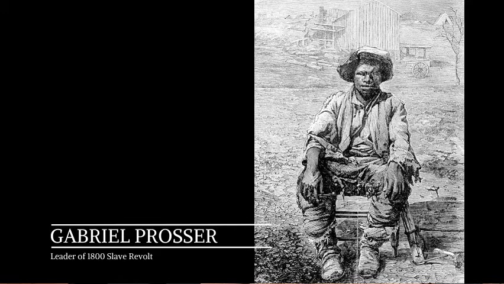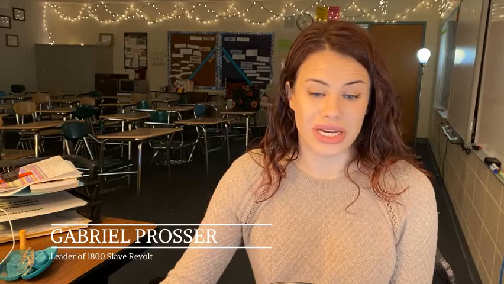Gabriel Prosser, along with his brother Solomon, organized one of the biggest slave revolts in American history. They grew up learning how to read and write, which was extremely uncommon in their home state of Virginia. They were also trained as blacksmiths, which came in handy for when they were forging weapons for their followers and aided in their rebellion.